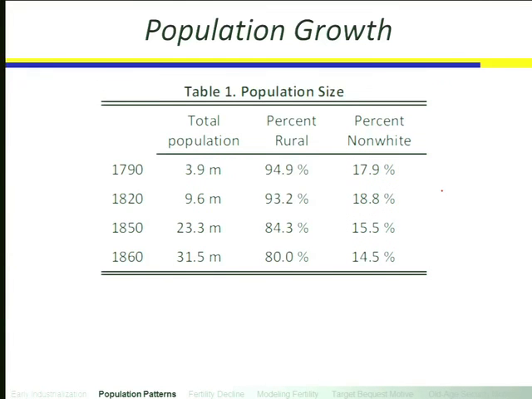Remember your rule of 72 that you might have learned in Econ 100B. With a 3% growth rate, population will double in 72 over 3, which is 24 years. With a 1% growth rate, population would double in 72 over 1, which is 72 years. So 3% is a big difference from 1%.